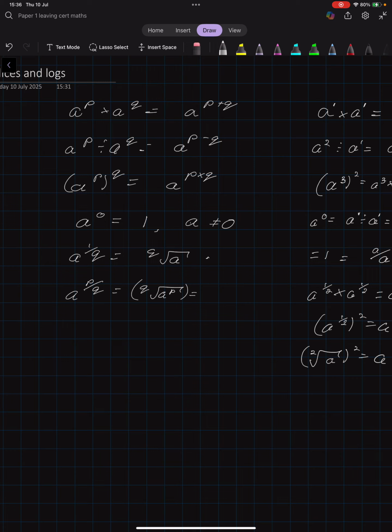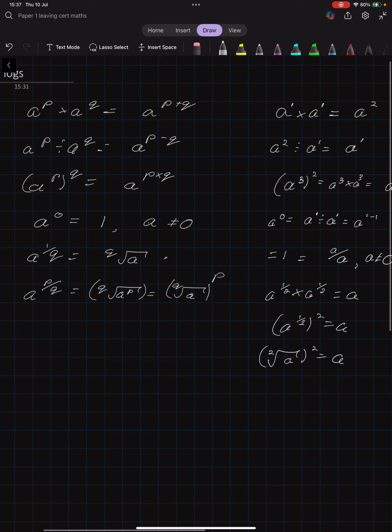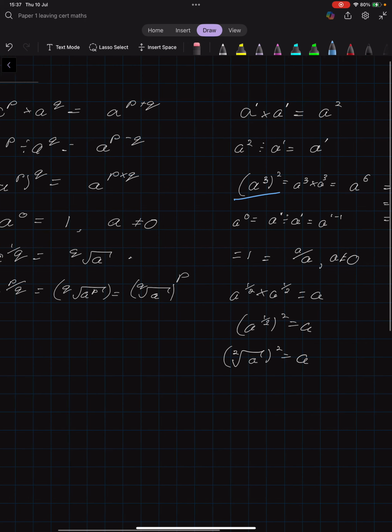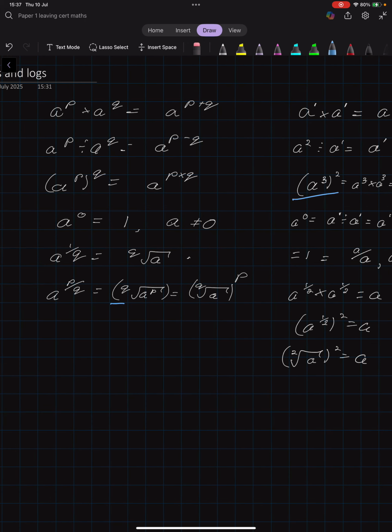And it's also equal to the cube root of a, all to the power of p. So this just stems from the rule up here, where you can flip the powers. It's the same thing here. You can do to the power of p first and then do the cube root of the whole thing, or you can do the cube root first and then raise the whole thing to the power of p. So your order doesn't matter.